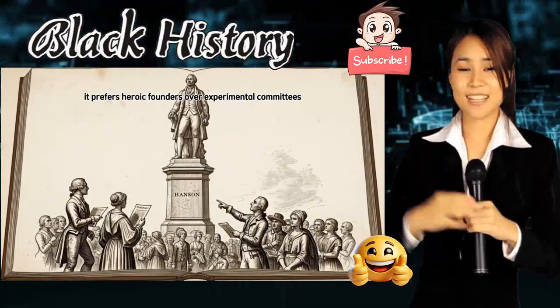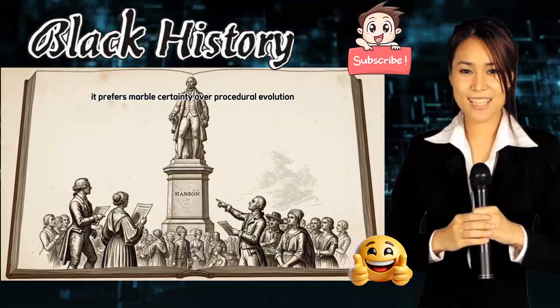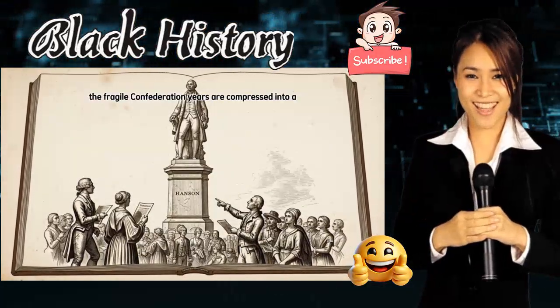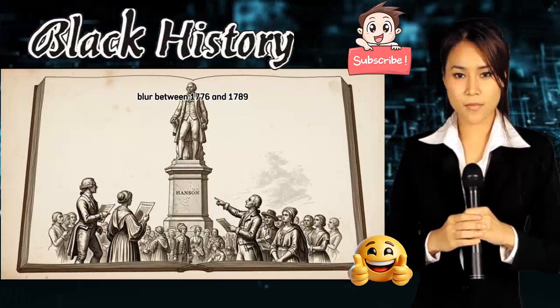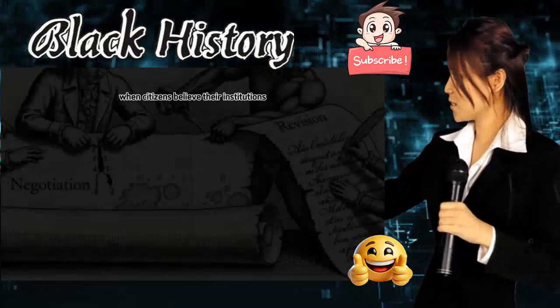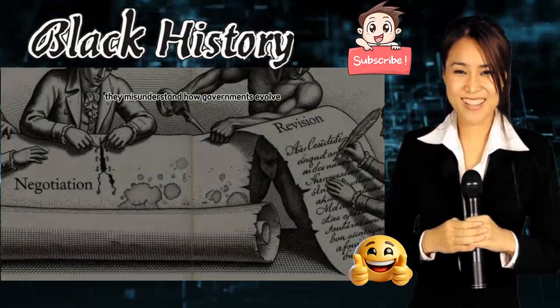This selective remembering reveals something deeper about American identity. The country prefers strong beginnings. It prefers heroic founders over experimental committees. It prefers marble certainty over procedural evolution. And so the fragile Confederation years are compressed into a blur between 1776 and 1789.